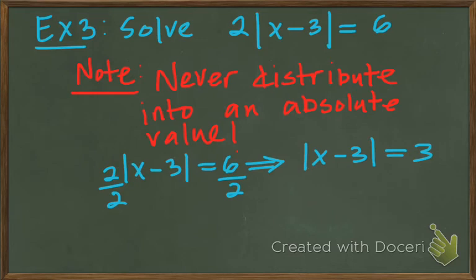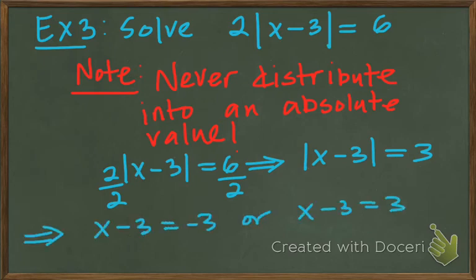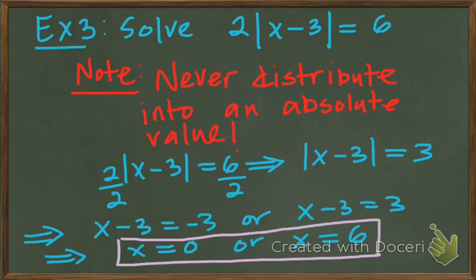That means the entire absolute value, x minus 3, is 3 units from 0. So since -3 and +3 are both 3 units from 0, we end up with 2 equations. One is x minus 3 equals -3, or x minus 3 equals +3. We add 3 in both cases, and we end up with x equals 0 or x equals 6. That ends our discussion. We'll do a lot more in class.